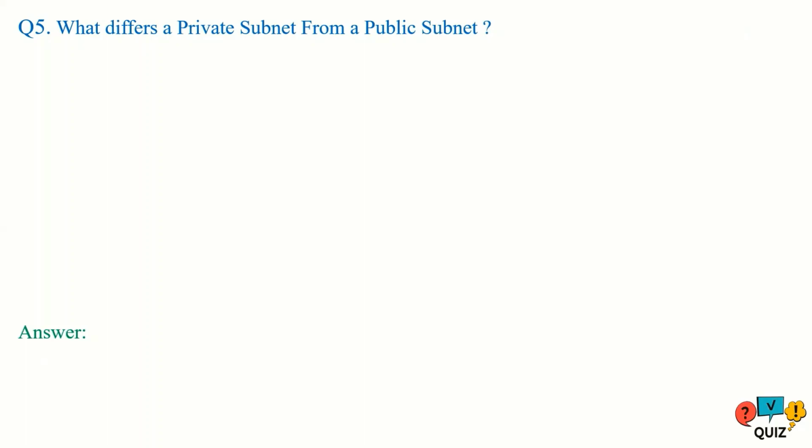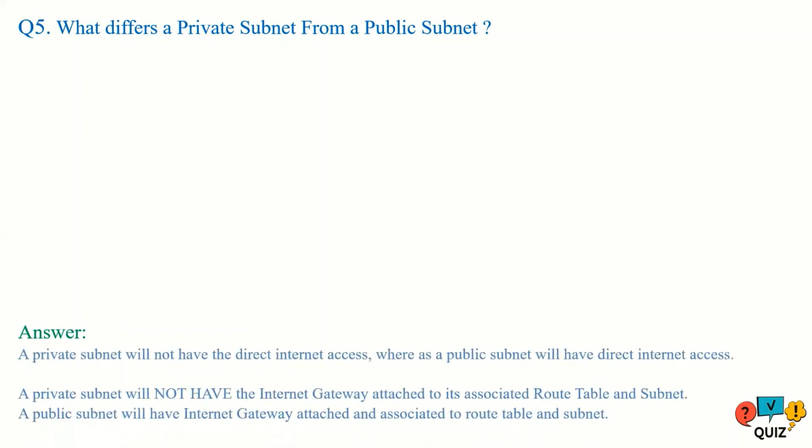What differs a private subnet from a public subnet? Okay, the answer is a private subnet will not have direct internet access, whereas a public subnet will have direct internet access. We have explored this in our Bastion host lab exercise, right? A private subnet will not have the internet gateway attached to it, nor the associated route table or subnet association. Whereas in a public subnet, we will have the internet gateway attached and that will be associated with the route table as well as the subnet. That's the difference.